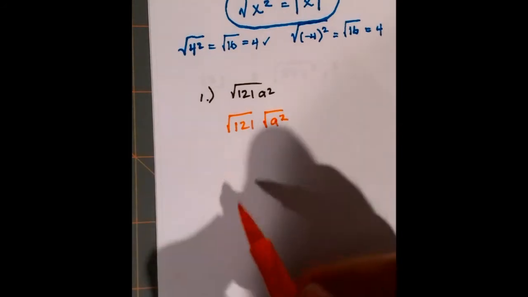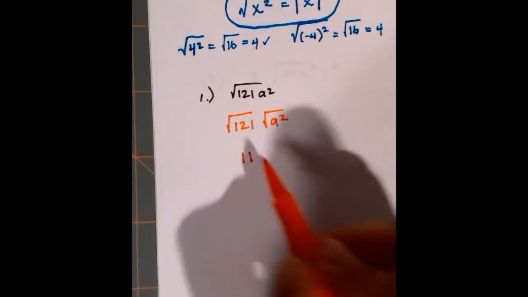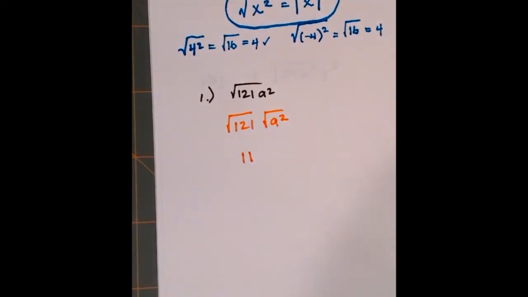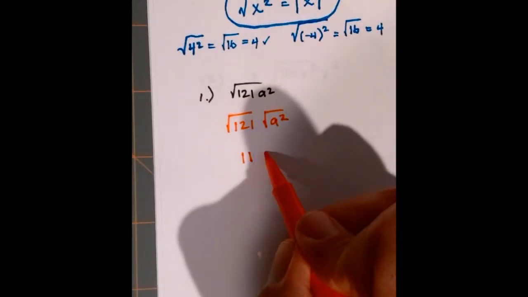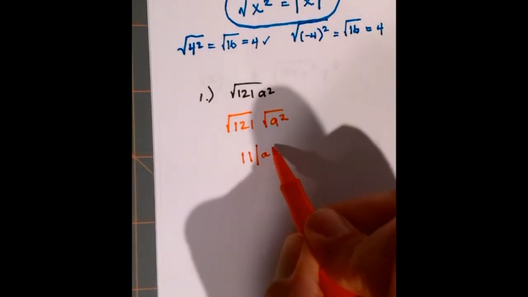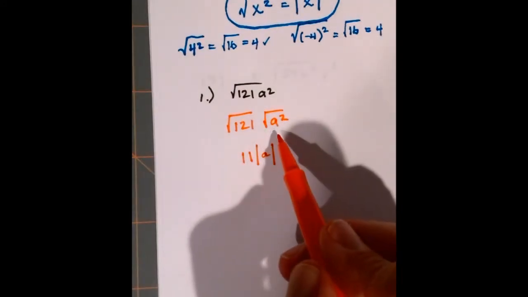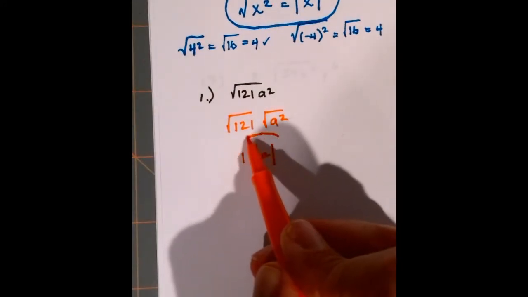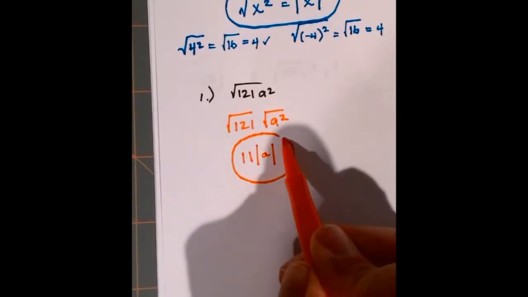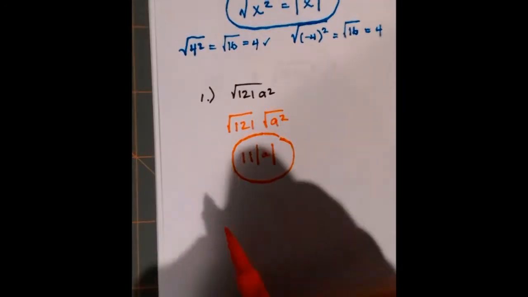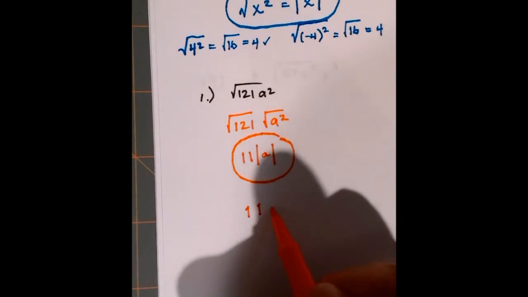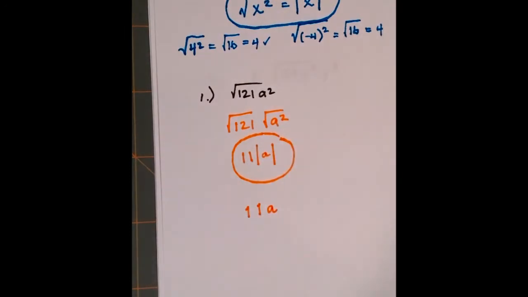Hopefully you memorized your perfect squares. So that is 11. And then you might say a, but that's not quite right. It's the absolute value of a. So the square root of 121a squared is 11 times the absolute value of a. Now, I'm not going to lie to you. If you said 11a, I don't really have a hard time with that.